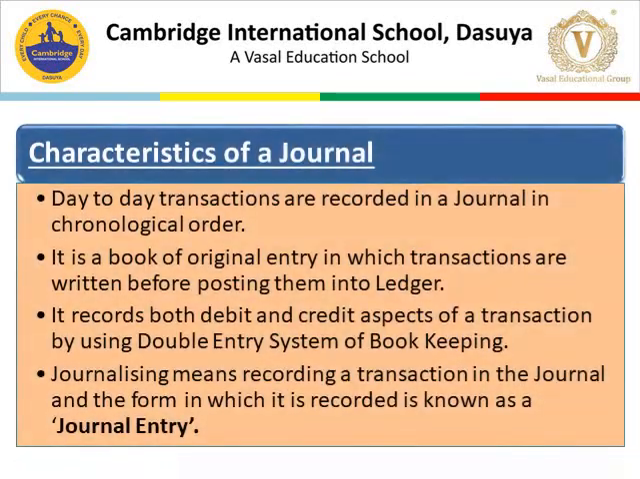Here are the characteristics of a journal. Number one, day-to-day transactions are recorded in a journal in chronological order. It means everyday transactions are recorded as per their sequence. No transaction should be skipped or written on the next day. It is written on the same day when it happens.